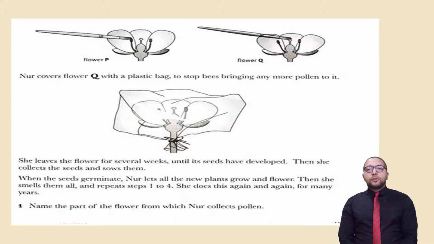Okay students, time is over. Let's start with the first question. Name the part of the flower from which Noor collects the pollen.